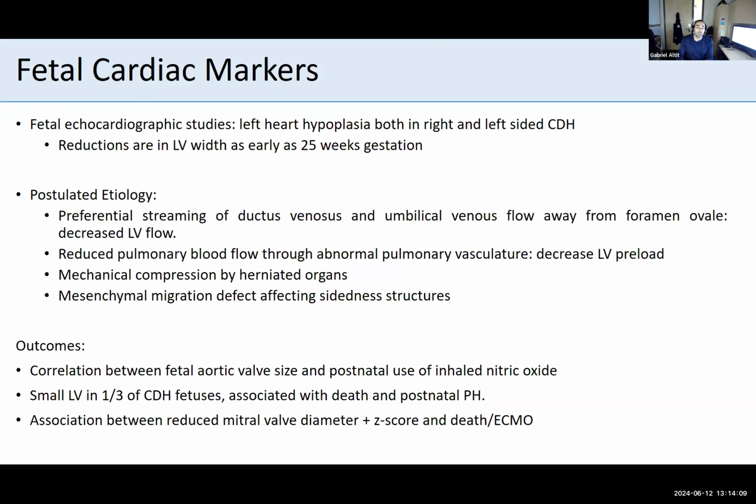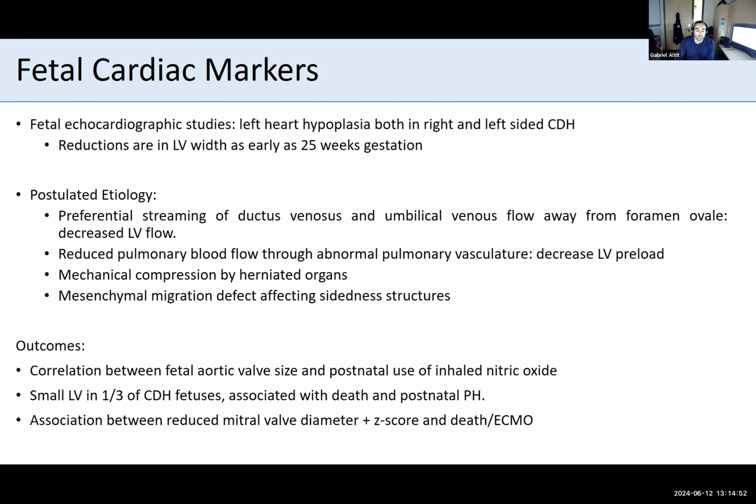Some of the possible etiologies come from the fetal space. For example, there seems to be abnormal streaming of blood flow that preferentially fills the right ventricle, which decreases the growth of the LV. There may also be an effect where even the small amount of blood flow going through the lungs and filling the left atrium is diminished in this population because of the pulmonary hypoplasia. There might be some degree of compression. And finally, more and more we realize that there might be some degree of programming of mesenchymal migration, leading to these sidedness defects where they have issues with their diaphragm, their gut, their lungs, and their heart.